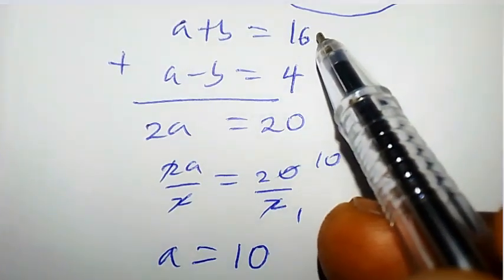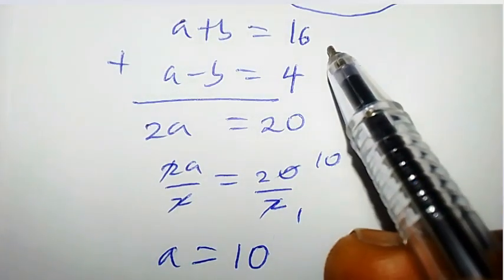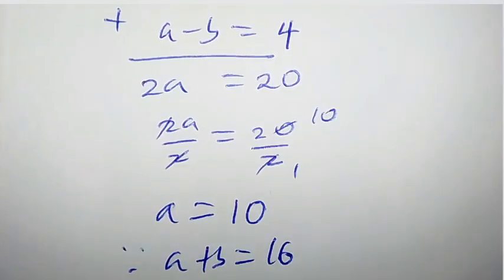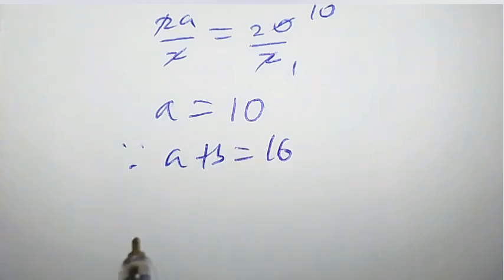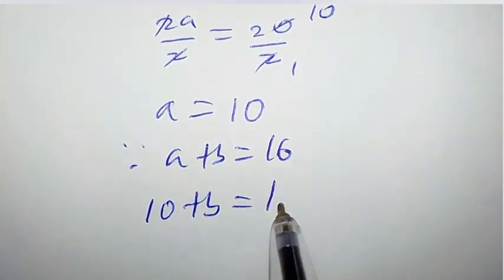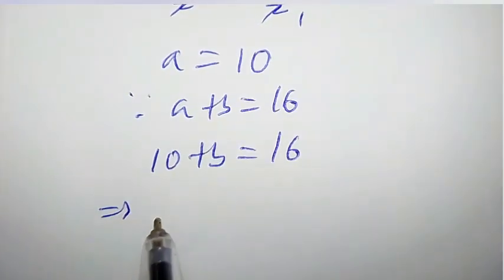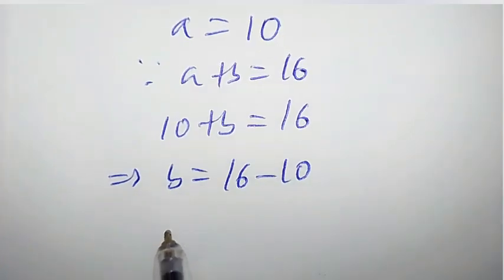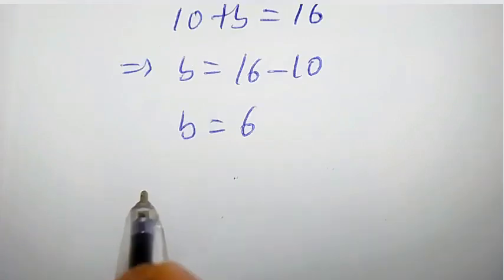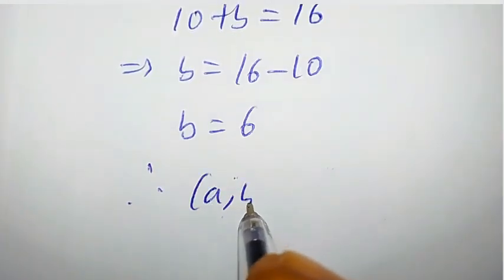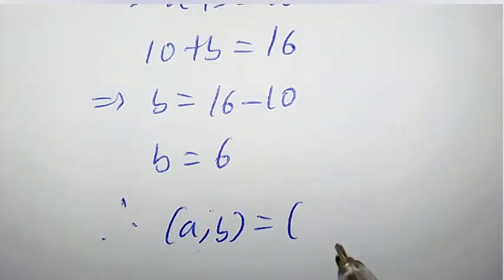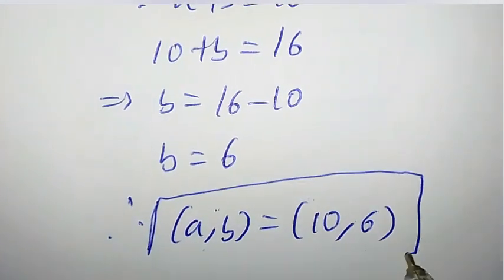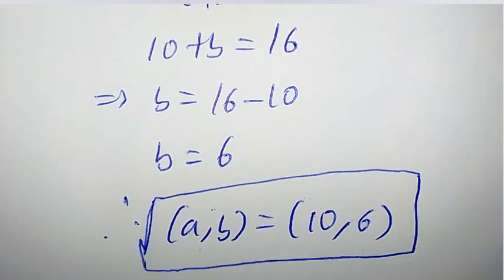Substituting this value of a into any of these equations, let's use this one. Since a plus b equal to 16, and a is 10, so 10 plus b equal to 16. This implies that b equals 16 minus 10. So clearly, b equals 6. Therefore, a comma b equal to 10 comma 6. This is the third solution.